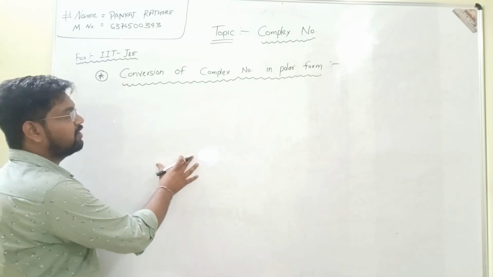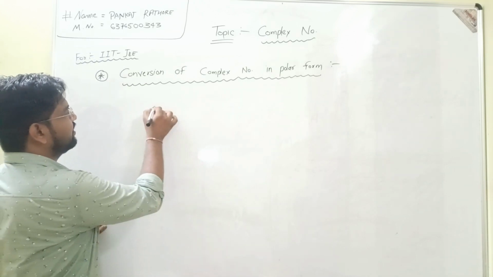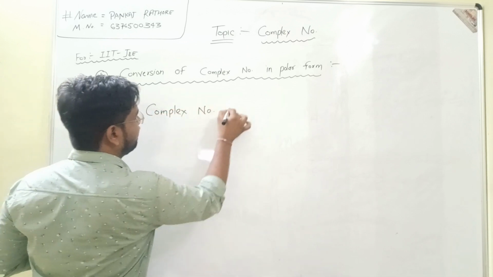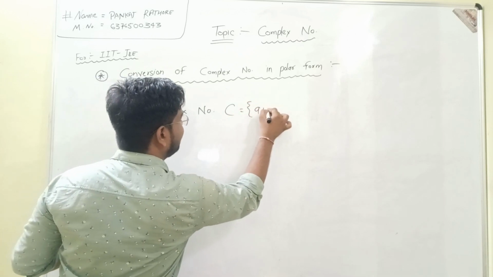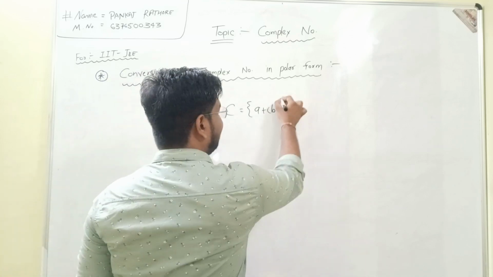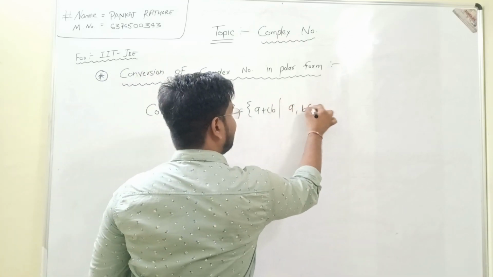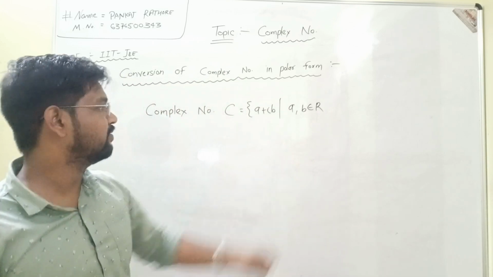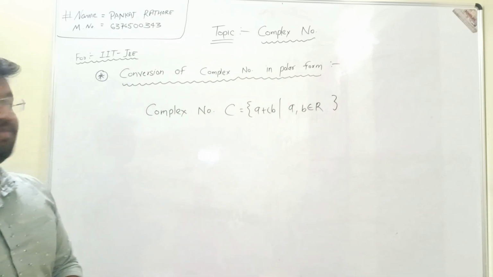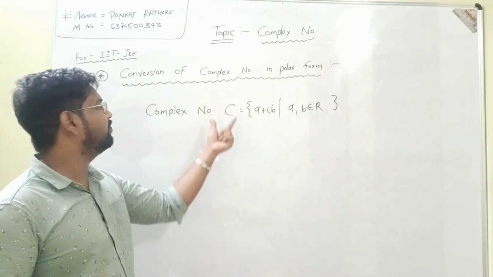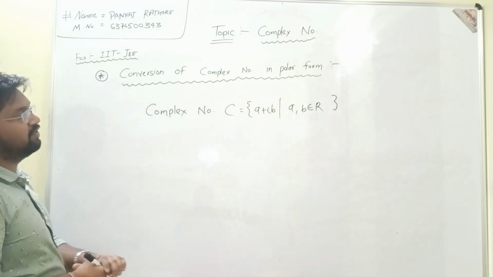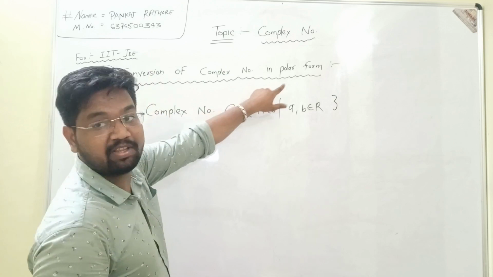So everyone knows about the complex number. What is the complex number? A complex number is in the form of a plus iota b, where a and b belong to real numbers. Okay. Now we will study how we can convert a complex number into a polar form. Firstly, we will learn about the polar form.